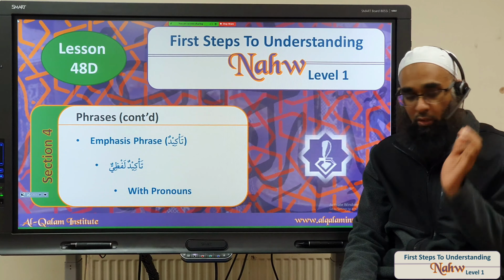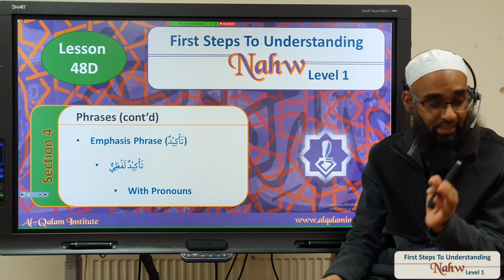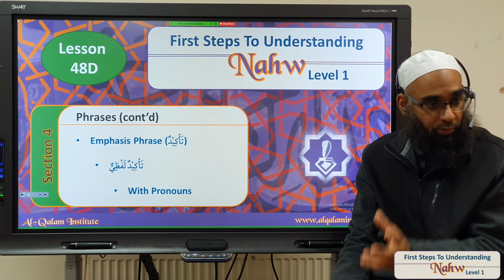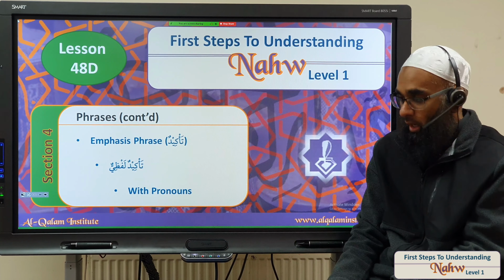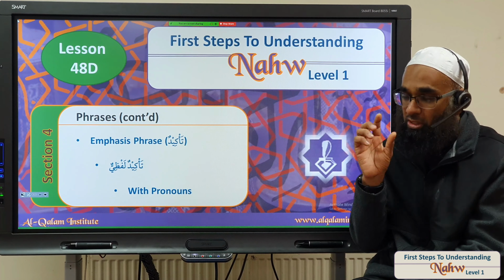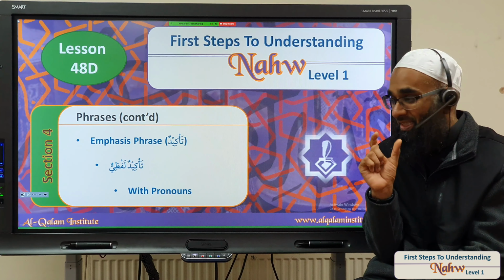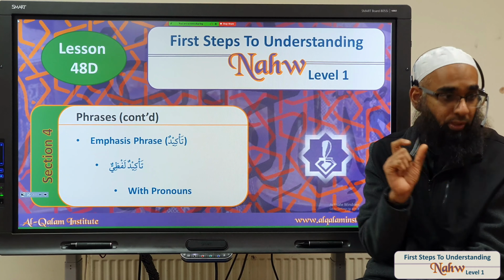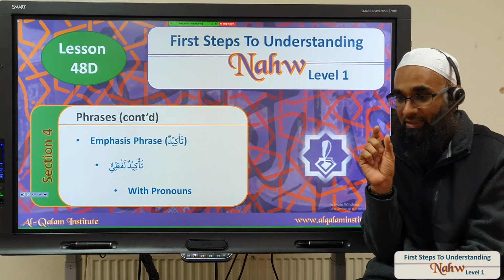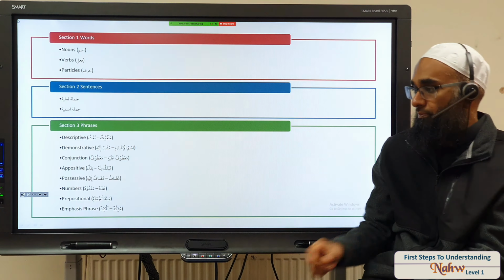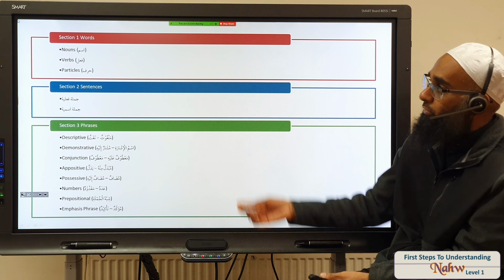So we continue discussing ta'keed ma'nawi, ta'keed lafzi, where we just repeat the word, okay? But here we're going to just focus today on how to use ta'keed lafzi with pronouns. What are we focusing on? Ta'keed lafzi with pronouns.